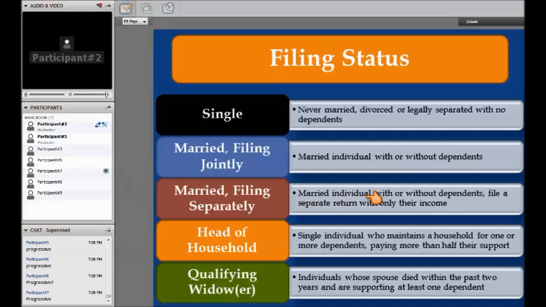Married filing separately, that means that they're married, but they're going to file as though they're single. They're going to file their own separate returns. One return will have just, say, the wife's income, and then the other return will have just the husband's income, and they may or may not have dependents. Head of the household is going to be a single individual who maintains the house for one or more dependents or children, and they're paying more than half of their support. Okay? And then you have a qualifying widow or widower, and this is an individual whose spouse died within the past 2 years, and they're supporting at least one dependent or child.